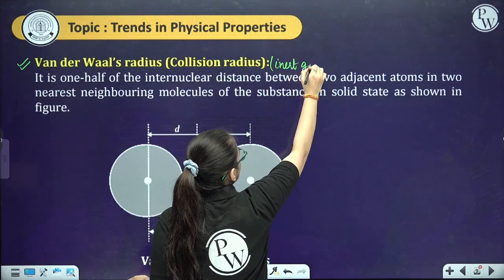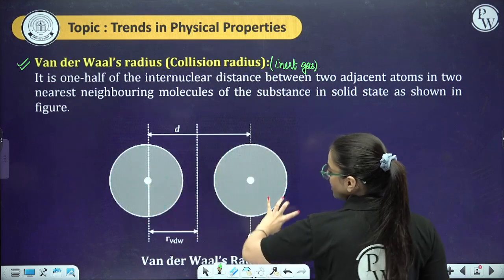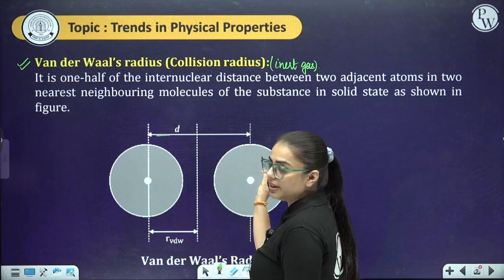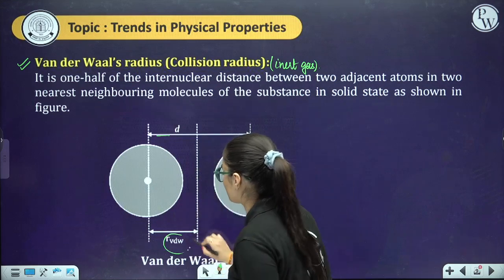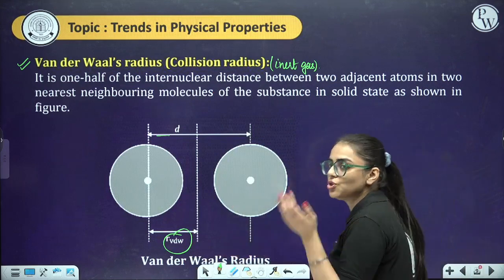Inert gases. See, van der Waals radii: let us consider this is one molecule and this is another molecule, so this is the distance d between both of them. You have to divide it by 2, and you will get the van der Waals radii, so that you can clearly see that there is no sharing of electrons.